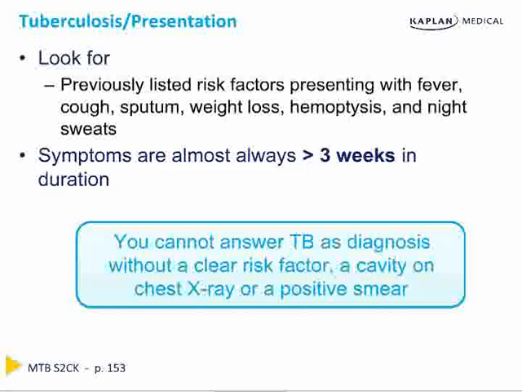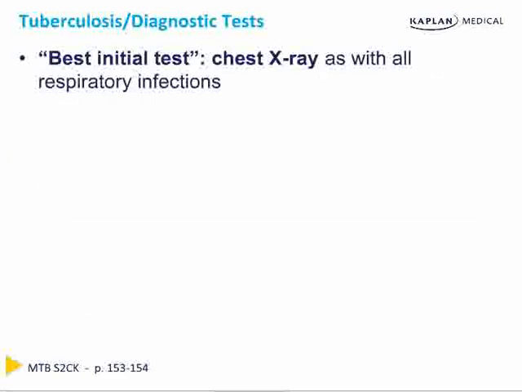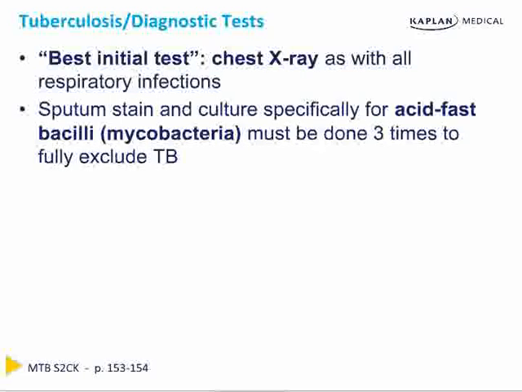Remember, on step 2, you cannot answer TB as the diagnosis without a clear risk factor. You must also have a cavity on chest x-ray or a positive smear for Mycobacterium. The best initial test for tuberculosis will be a chest x-ray, as is the case with all respiratory infections. The sputum stain and culture must be specific for acid-fast bacteria, something which Mycobacteria qualifies as, and this must be done 3 separate times and must be negative 3 separate times to fully exclude TB.